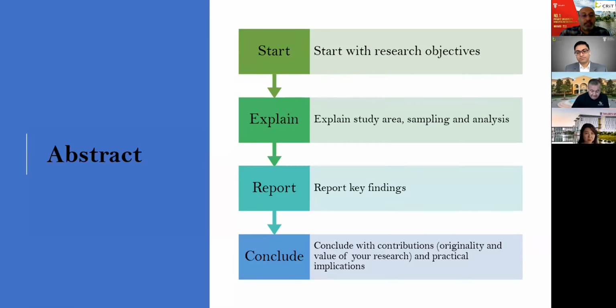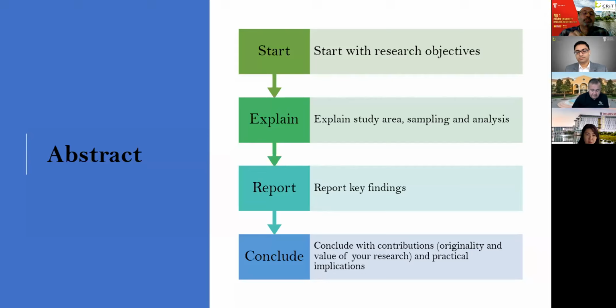Actually, these 4 components are here. So in the abstract, you have to consider these 4 main components and be very clear about them. A research objective, which is equal to the purpose in a structured abstract. Explain the study area, sampling, analysis, which is your method and design. Report key findings: what did you find in your paper? And at the end, explain what your contribution and originality are.